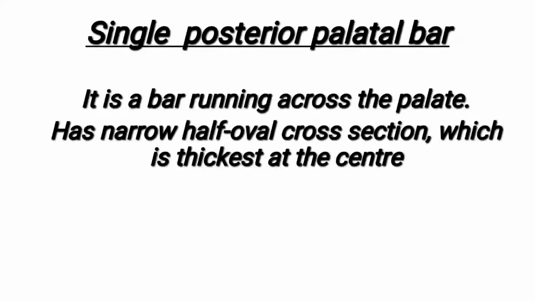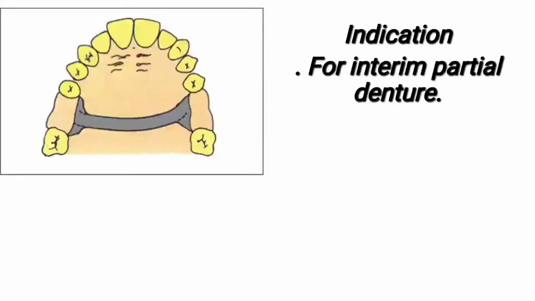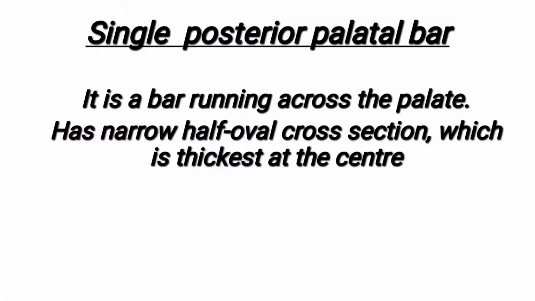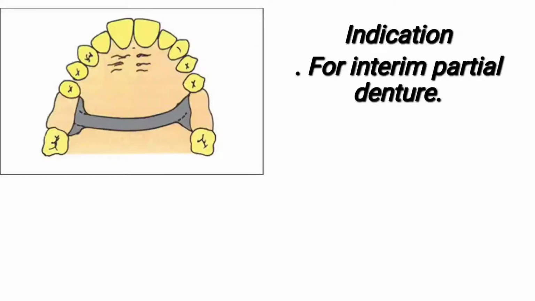Single posterior palatal bar. First, you see the diagram. This is the diagram of a single posterior palatal bar. Got it? Now, it is a bar running across the palate, has a narrow half oval cross section which is thickest at the center. Indication: interim partial denture.